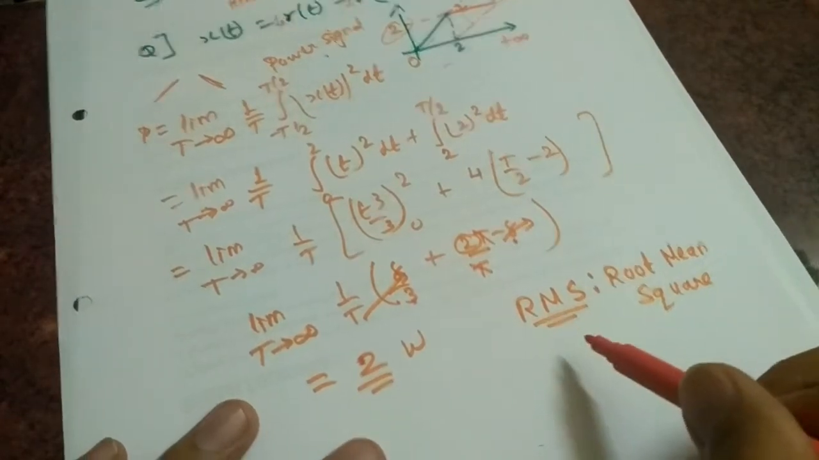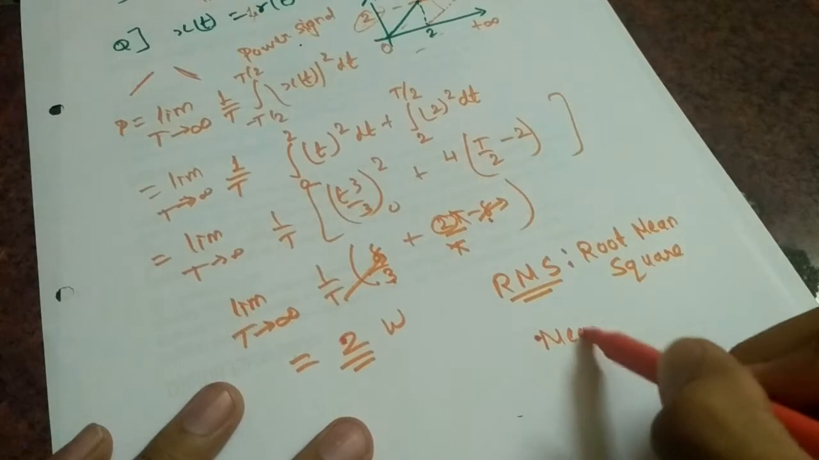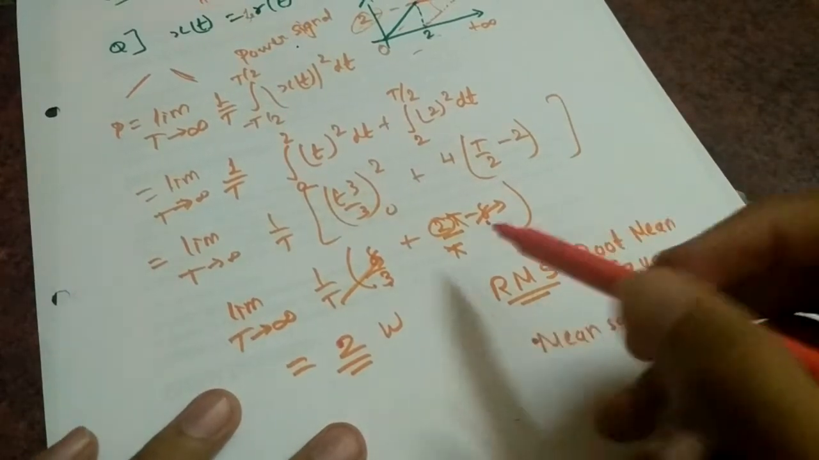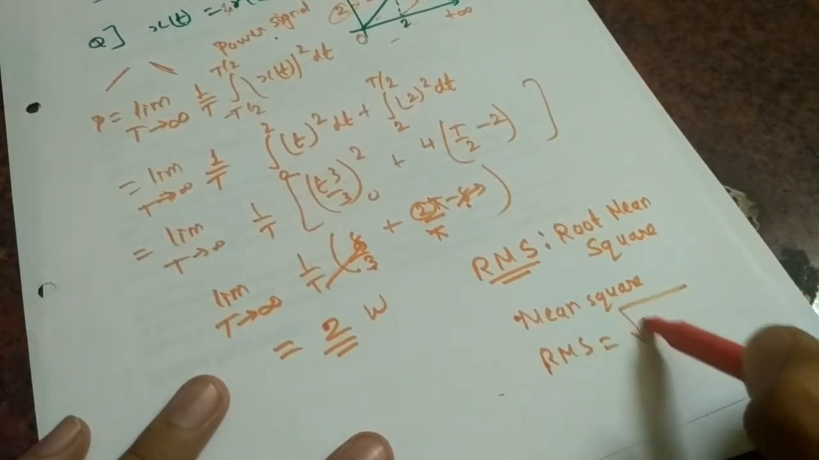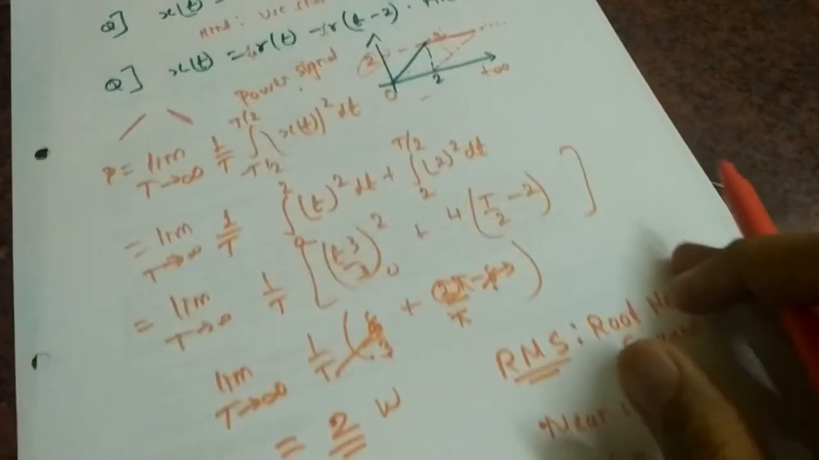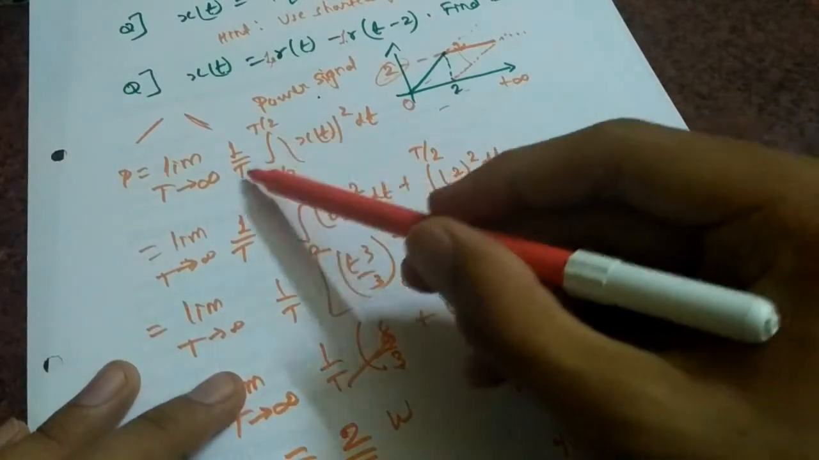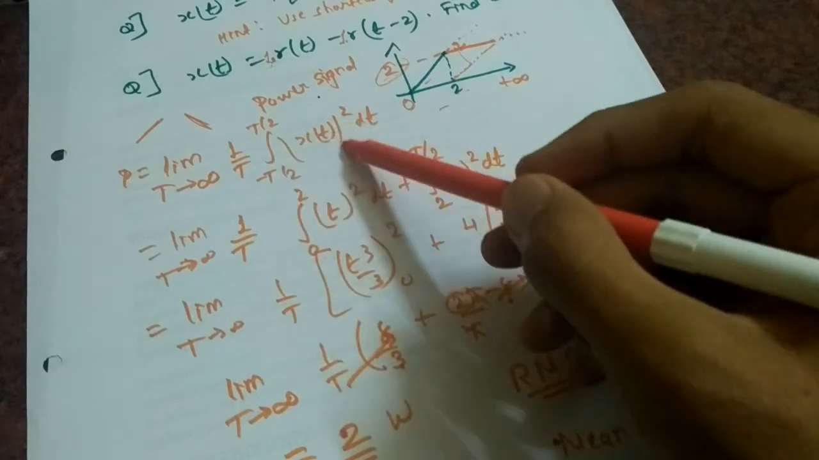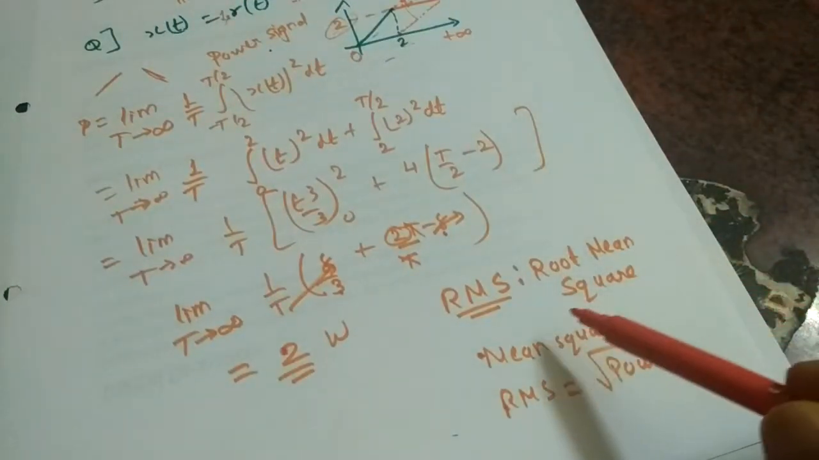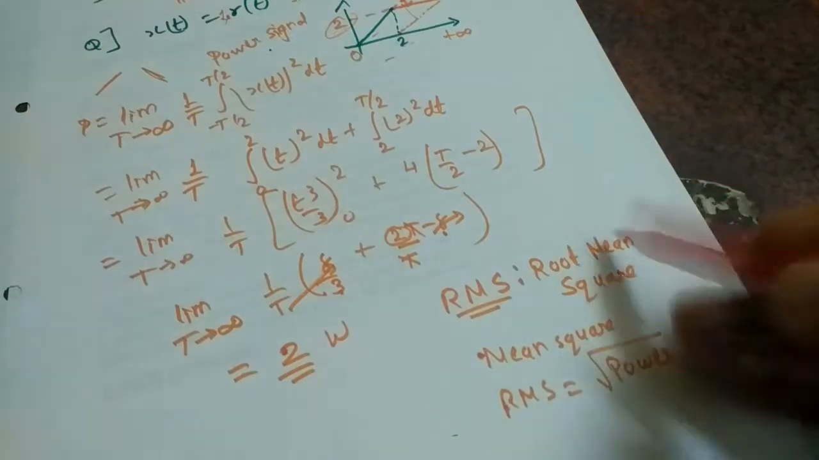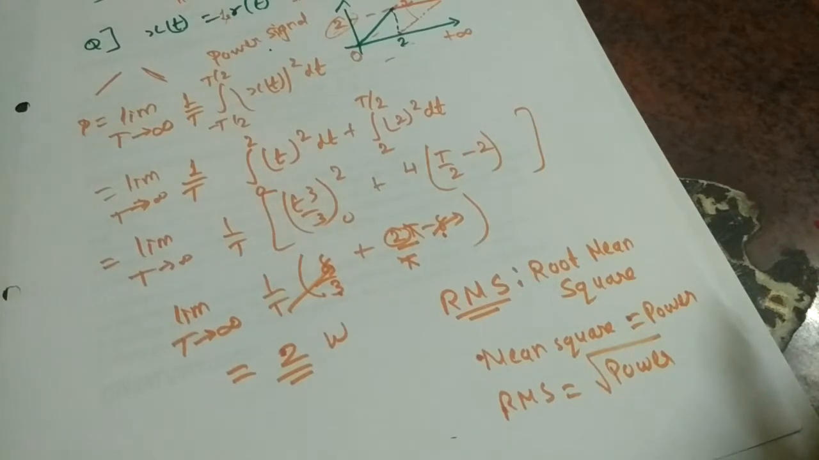So if we have mean square, clearly we can say that root mean square equals the square root of power. Because as per the definition of power, x(t) squared over T in one time interval is a mean, but we are taking the square, so it is the mean square. So mean square is power, so we can say root mean square is the square root of power, clear.